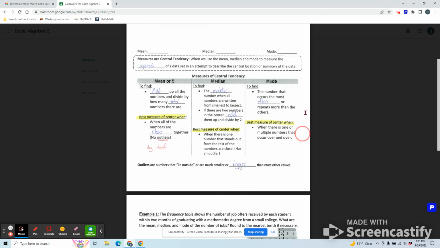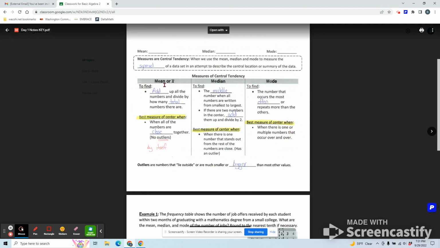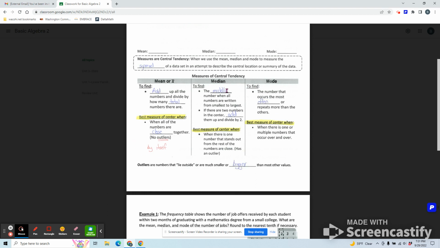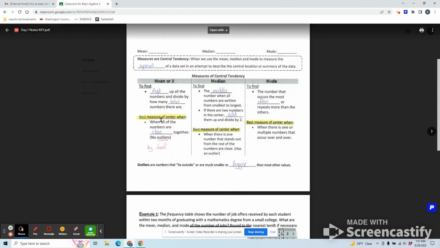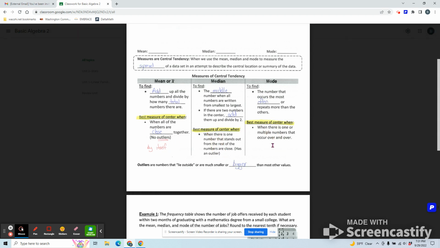So this right here is all the important information that you need. It tells you how to find the average or the mean. It tells you about the median, which is the middle number, and the mode, the number that appears most often. And then these are the things that tell us why we are choosing the mode to describe our data, or why we are choosing the median to describe our data.